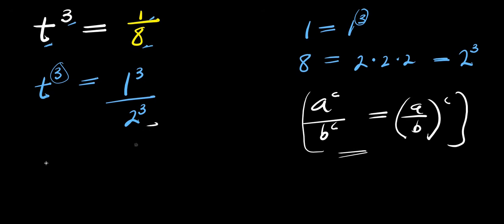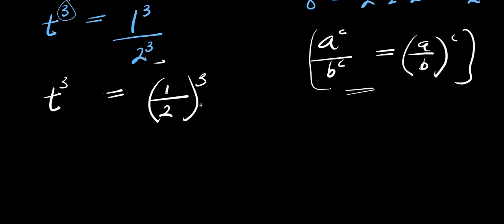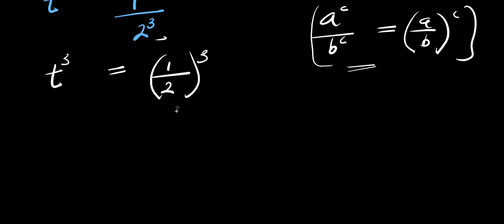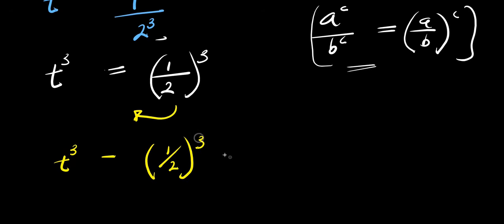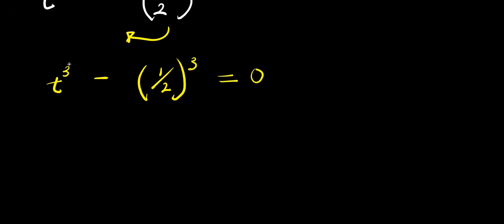Applying this right here, I have t power 3 equals 1 divided by 2 raised to the power of 3. Right here, I move this over to this side. I have t power 3 minus 1 over 2 to the power of 3 equals 0. So we need to expand this. Power 3 with a minus sign.